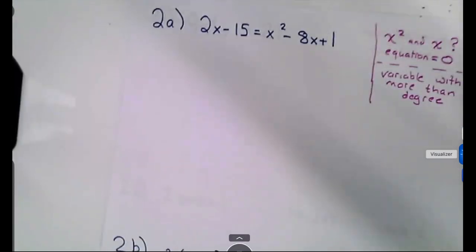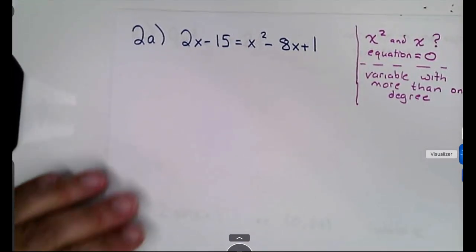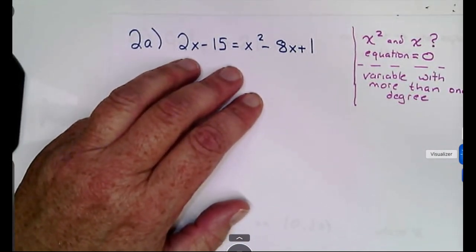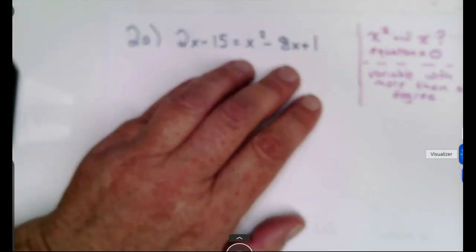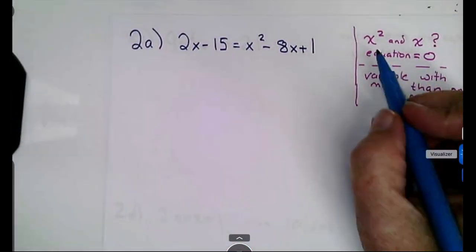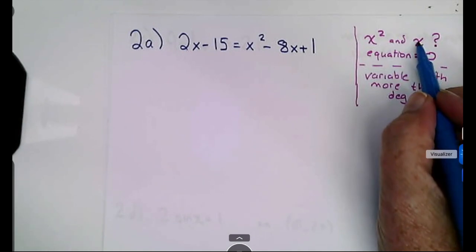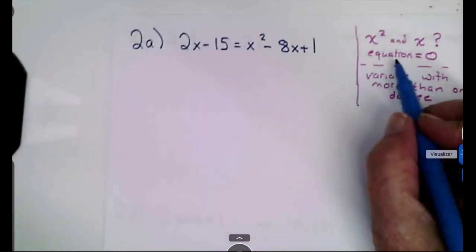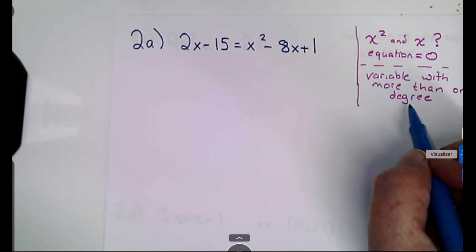Placement test prep. And let's start with 2a. If we're going to solve this equation for x, the first thing we want to look at is, do we have different degrees of x? And if you have x's with different exponents, then you're always going to set the equation equal to 0.